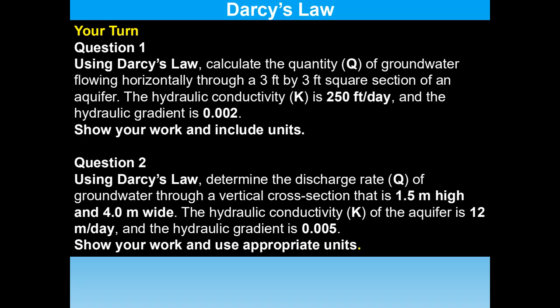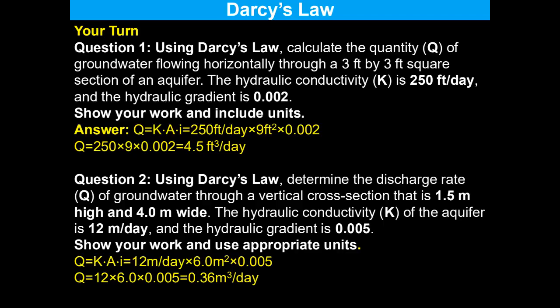Well, here we have the answer. First, you put the equation Q equals KAI. K is given to you, right here. Area is also given to you: 3 by 3, so 3 times 3, which is 9 feet squared. And they also give you I, the hydraulic gradient, which is 0.02. You multiply everything, and you get 4.5 cubic feet per day.